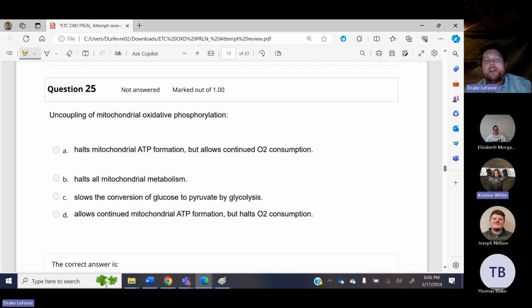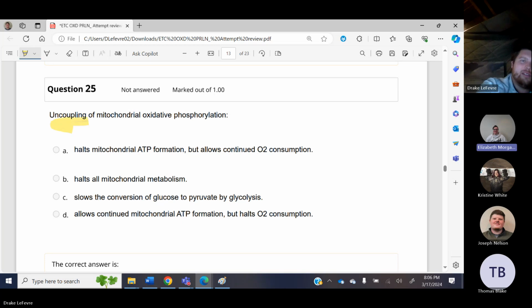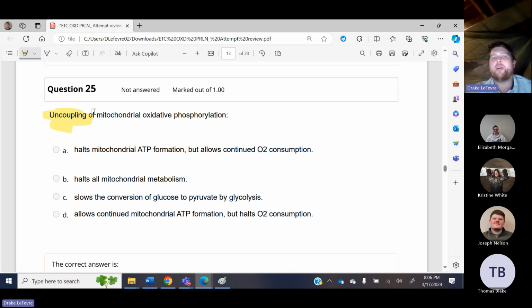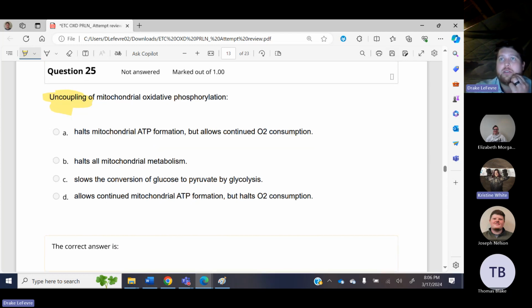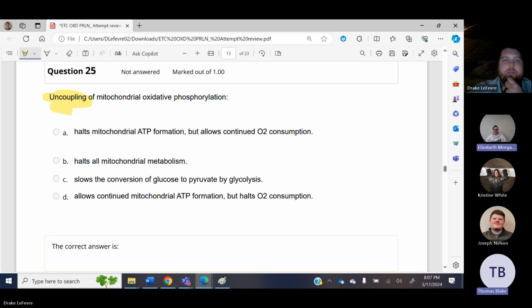Okay. Uncoupling of mitochondrial oxidative phosphorylation. What does uncoupling mean? Bond breaking. Yeah, breaking parts of it, undoing, that sort of stuff. So breaking down of mitochondrial oxidative phosphorylation halts mitochondrial ATP formation but allows continued O2 consumption. Which of the following? Halts all mitochondrial metabolism, slows the conversion of glucose to pyruvate by glycolysis, allows continued mitochondrial ATP formation but halts O2 consumption.